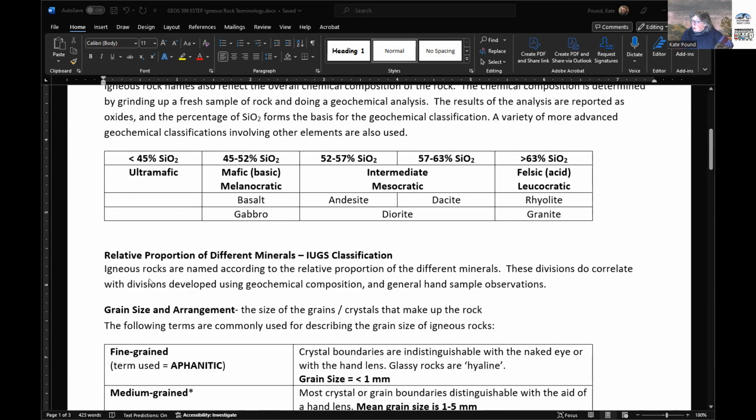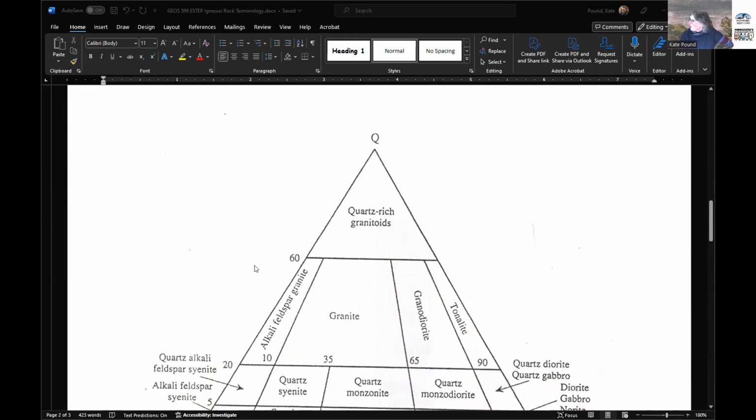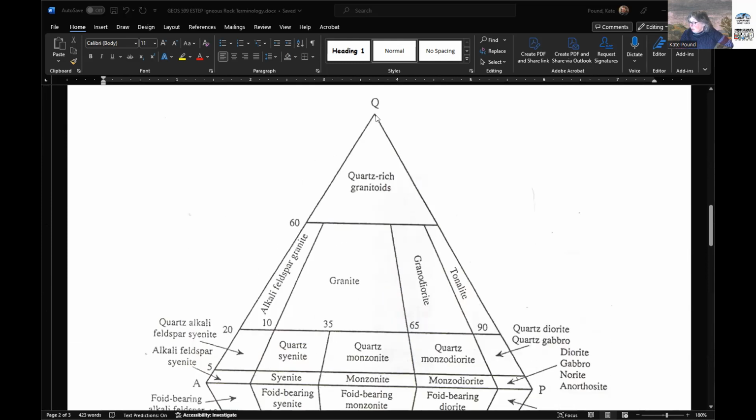There's some far more sophisticated classifications that have to do with the relative proportion of different minerals. And those diagrams are included on this handout. And I'm going to scroll down to them in a moment. So geologists use a lot of what we call triangular diagrams. And that's where we consider the composition of whatever we're interested in terms of 3 components.